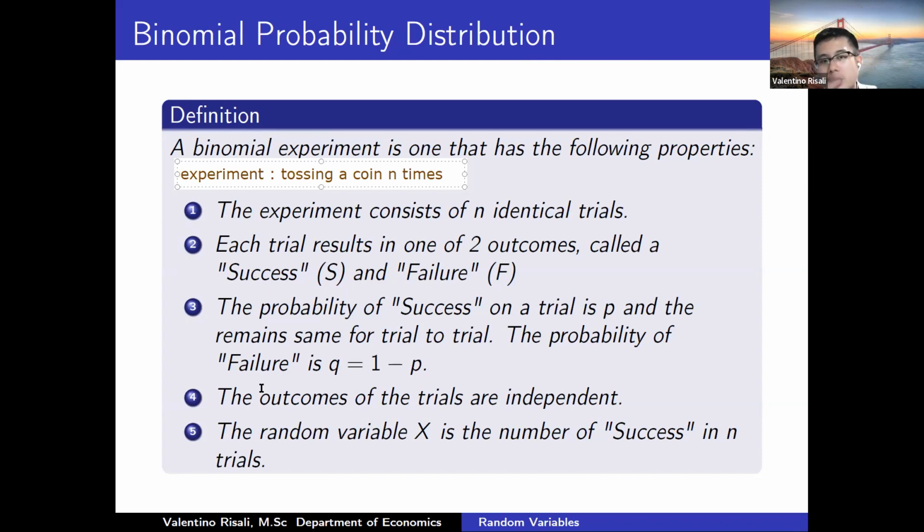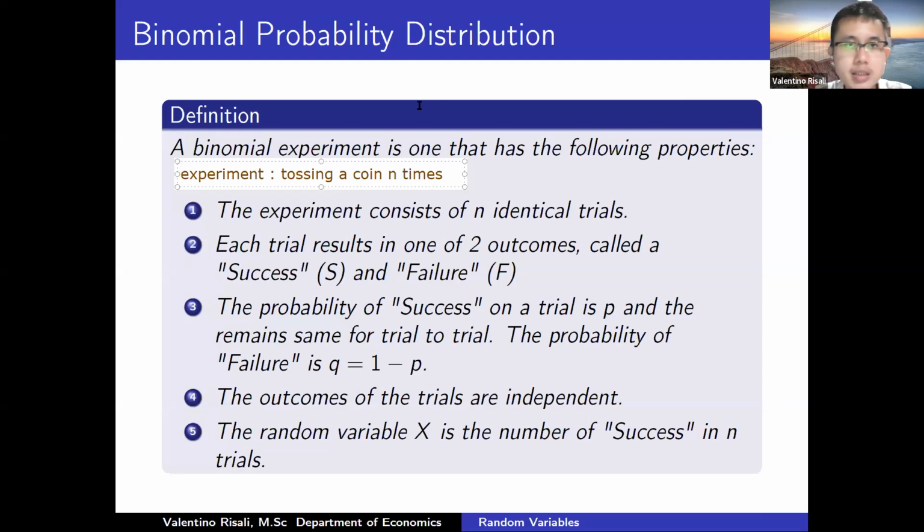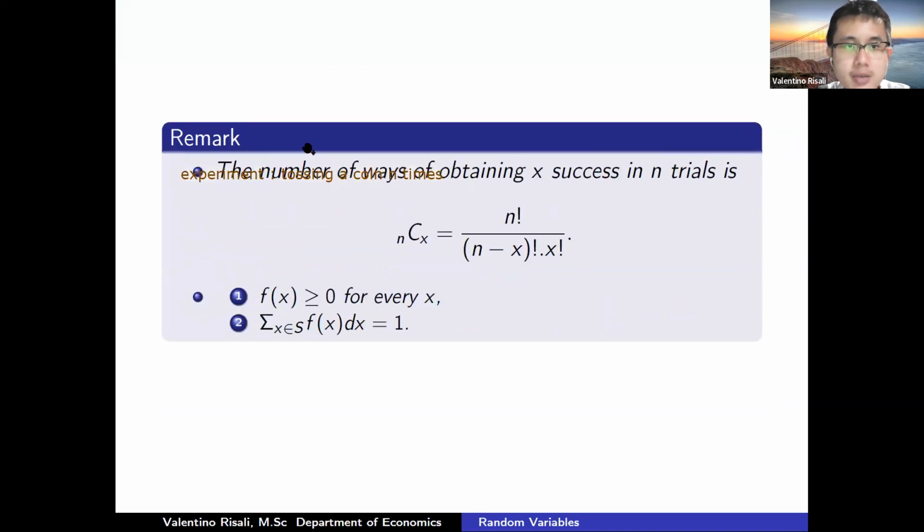And the last assumption is that we define the random variable x as the number of successes in the n trials. Okay, this is the definition of the binomial experiment, and we start with the definition of the binomial random variable.